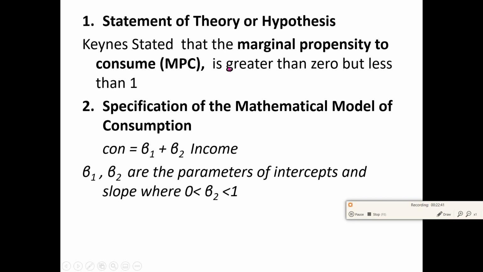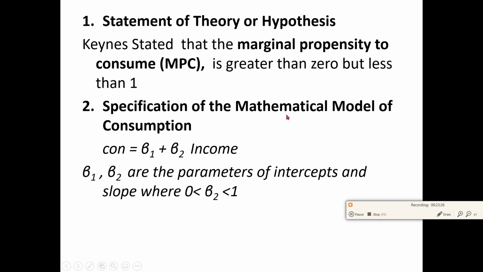Okay, so let's say we start with the first step of a typical econometric pursuit, which is the statement of theory or hypothesis. So let's say the celebrated economist Keynes stated that the marginal propensity to consume, or the MPC, is greater than 0 but less than 1, right? That MPC is always positive, but the upper bound is 1. So let's say I want to test this theory, right? So I need data on consumption and I need data on income.